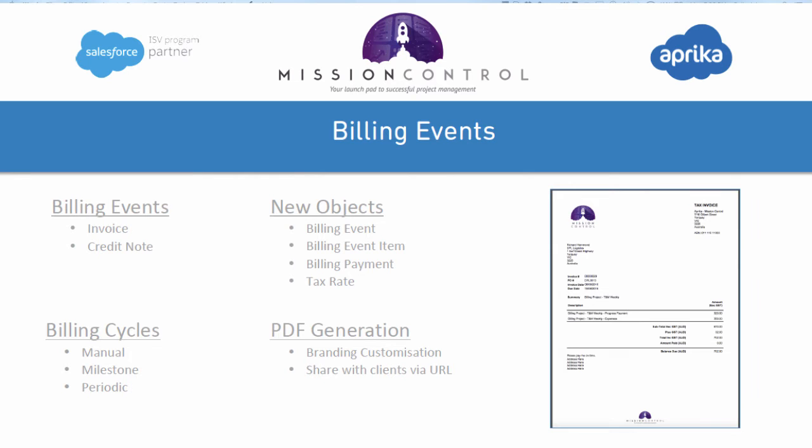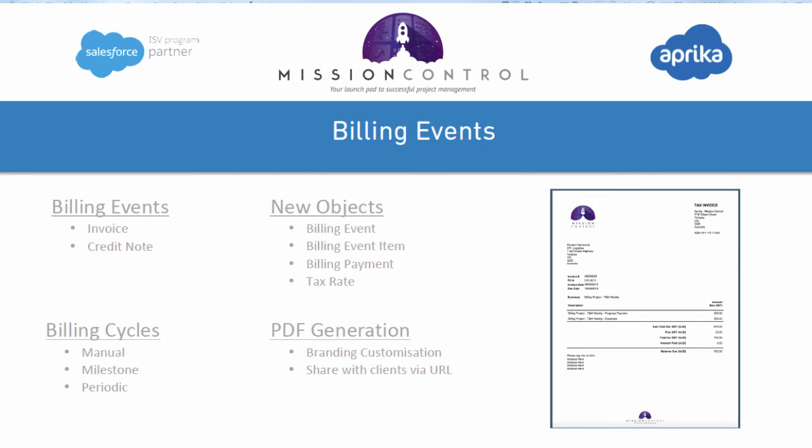The final option is periodic. The periodic option allows you to raise regular invoices throughout the project. Periodic invoices will be raised based on the periodic frequency, which can be set to weekly, fortnightly or monthly. When a periodic invoice is raised, there will be two billing event item records created. One will be for any approved time logs during that period of time. The other one will be for any billable expenses that have been approved during that time.